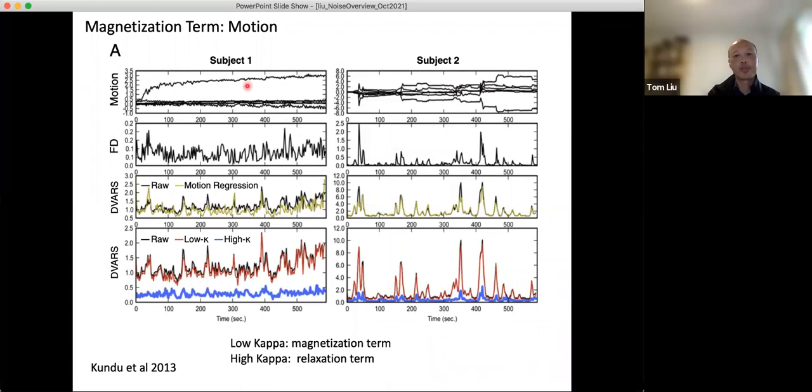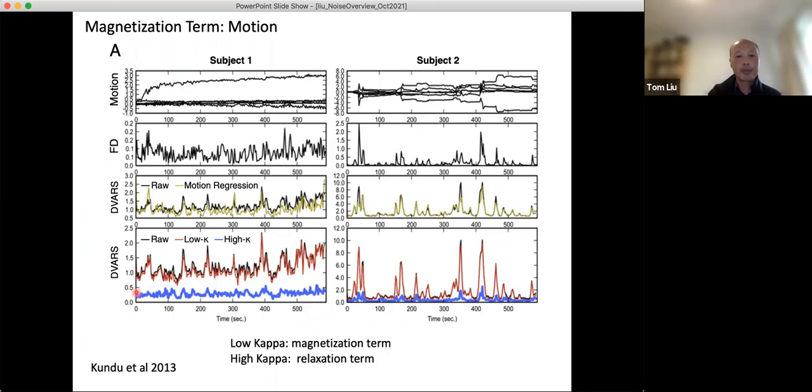So this is looking at two subjects. Clearly there's some motion here, and a lot more motion here. If we use DVARS, a measure of motion, you can see that there's quite a lot of motion. And in this case, that DVARS is repeated here in black, and the red is the low kappa term, so the magnetization terms. Basically, whenever you have motion and voxels are moving in and out of where they should be, that's primarily a change in the magnetization, both due to the motion itself and also spin history effects.